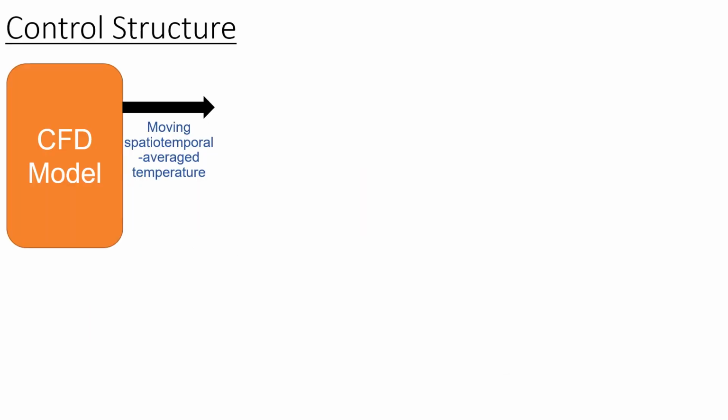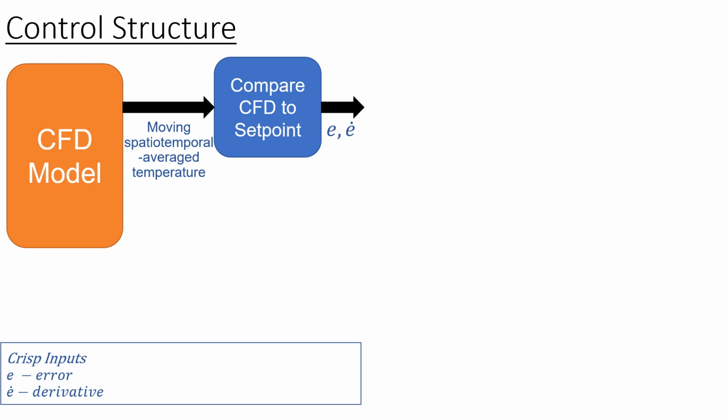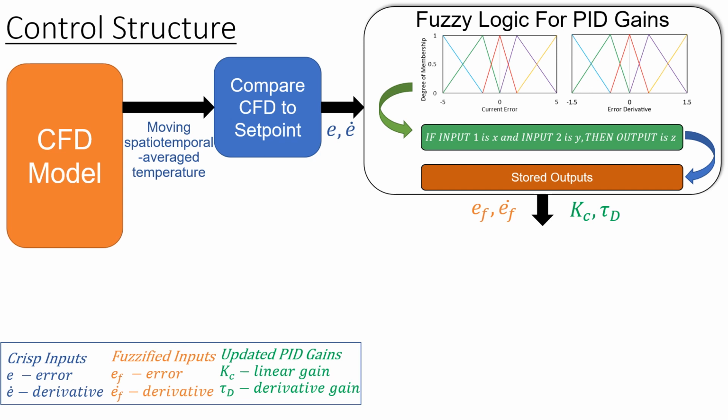Now let's look at the control structure and the overall flow of the process. Our CFD model outputs the moving time average, which is a spatiotemporal average of the thermocouple temperature, and that's our main outgoing information. As you recall from earlier, we compare that CFD value to the set point, what we want the thermocouple to be, and that gives us E and E dot, which are the crisp error and the crisp error derivative.